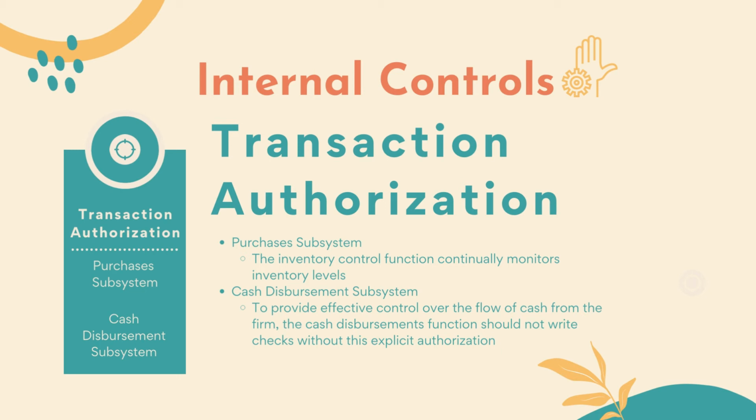To provide effective control over the flow of cash from the firm, the cash disbursements function should not write checks without this explicit authorization. A cash disbursements journal or check register containing the voucher number authorizing each check provides an audit trail for verifying the authenticity of each check written.